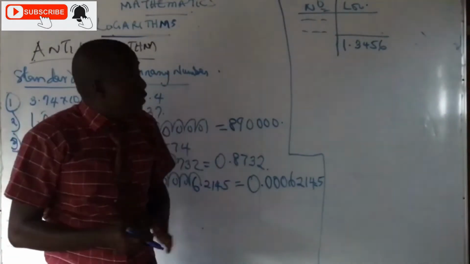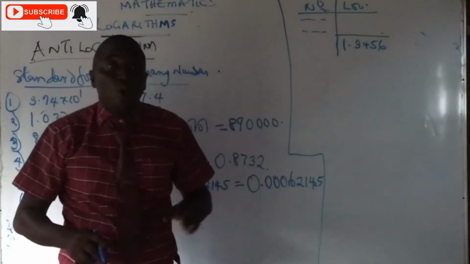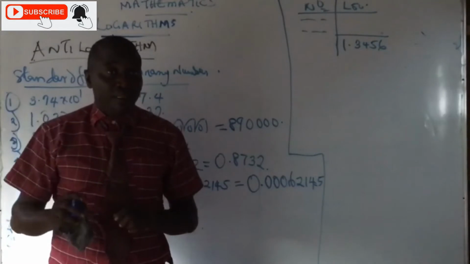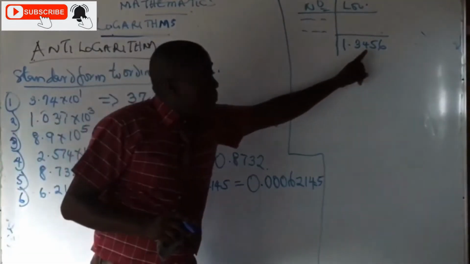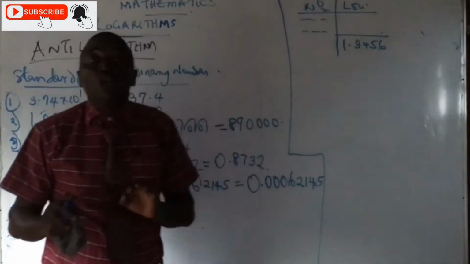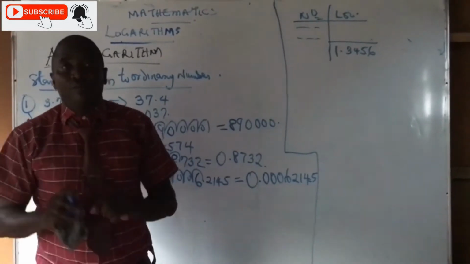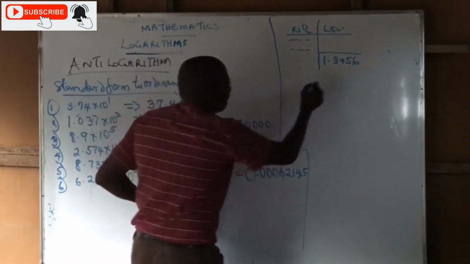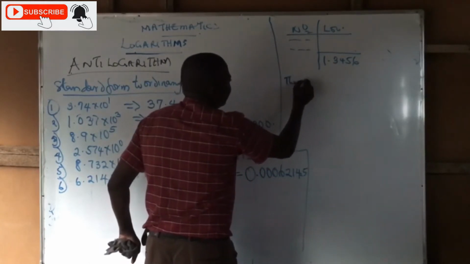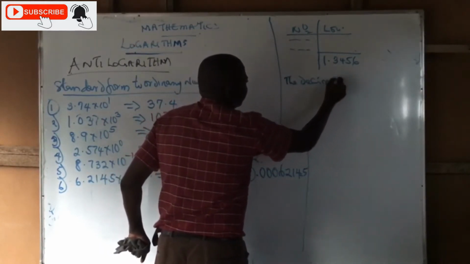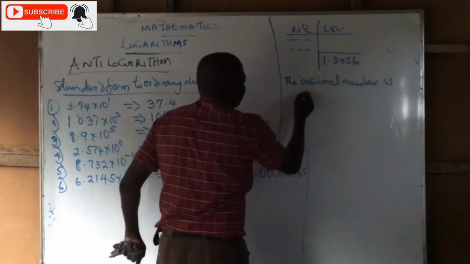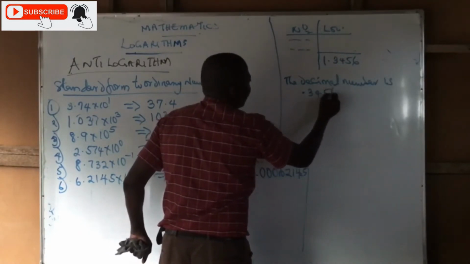Anti-logarithm of a number is checked in terms of decimal places, not in terms of significance. Then the decimal number here will be considered in the 4-figure table. And how do we check it? The decimal here, the decimal number is 0.3456.